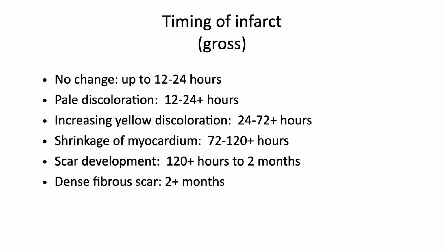The important one, though, is you're not going to see anything grossly for upwards of a day. You won't see anything grossly, okay? And then you'll start getting a pale discoloration, then the increasing yellow, which you expect when you have all neutrophils, that's like pus, and so you get a yellow discoloration. And then as the macrophages start removing all the dead tissue, it's going to contract, and that's going to cause shrinkage, and then you can see the scar development, and that's going to progress until around 2 months.